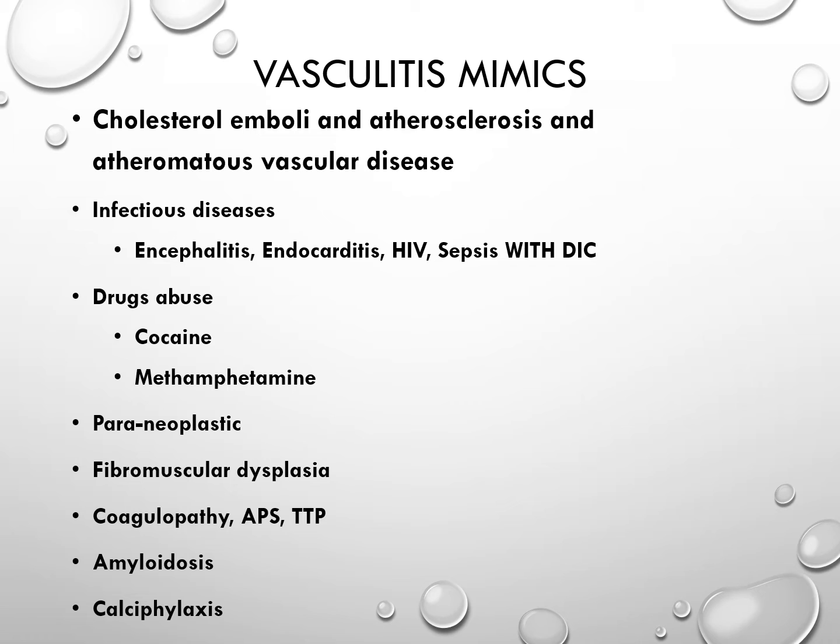Fibromuscular dysplasia is a genetic disorder affecting young females with normal ESR and CRP, so this is the clue in such cases. Coagulopathies like APS and TTP can all present with a picture mimicking vasculitis, and the management will be different from acute active vasculitis. Amyloidosis and calciphylaxis can also present with a picture mimicking vasculitis.